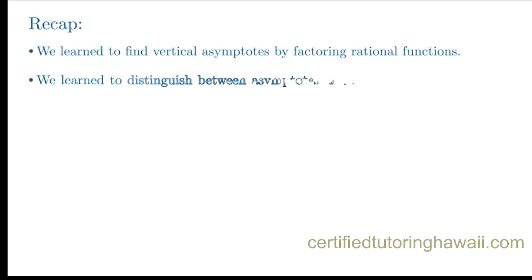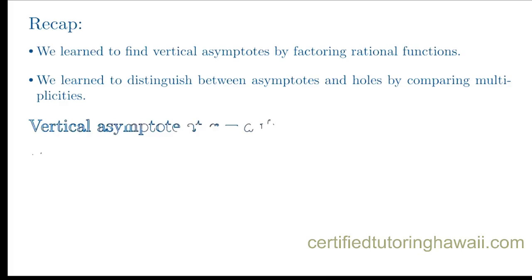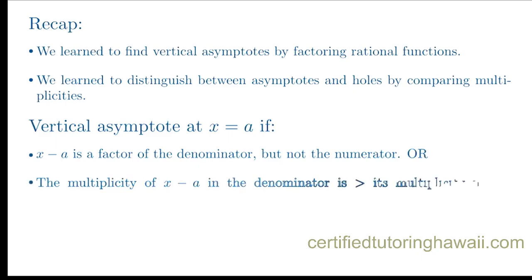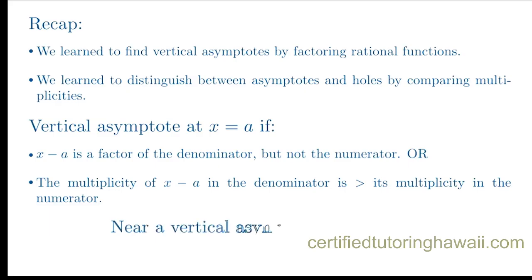Let's quickly review the key takeaways. Today, we've learned the process for finding vertical asymptotes of rational functions. We covered how to find vertical asymptotes by factoring and how to differentiate between a vertical asymptote and a hole in the graph. We established that a vertical asymptote exists at x equals a if x minus a is a factor of the denominator, but not of the numerator, or if its multiplicity in the denominator is greater than in the numerator. If multiplicities are equal, it's a hole. And finally, we saw that near an asymptote, the function's value will shoot up or down toward infinity.